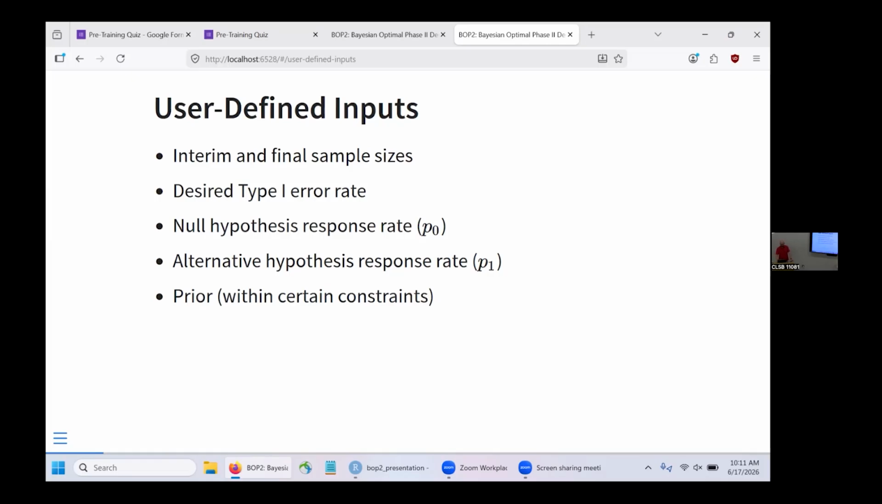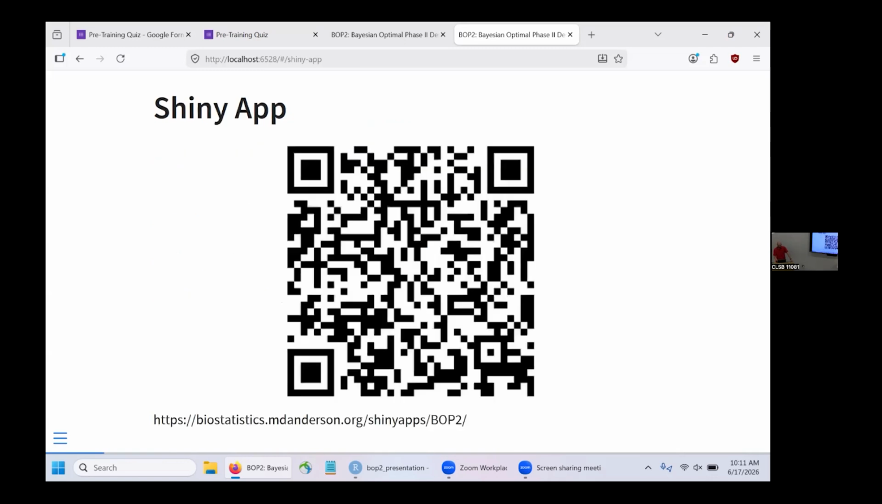But before we get into those, before we talk about the prior at length, you can visit the Shiny app on your own. So here's a QR code. I'll give you a second to scan it if you want to visit this app. You can also just Google, MD Anderson BOP2, and you'll get to the same result, I'm sure. You can also go to trialdesign.org, and that will take you to the same place.